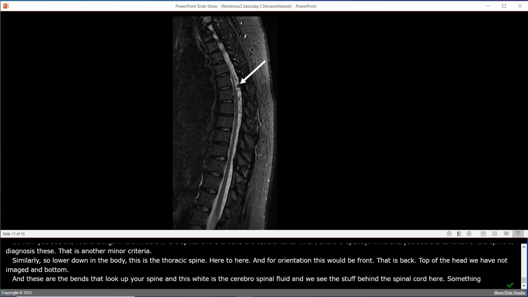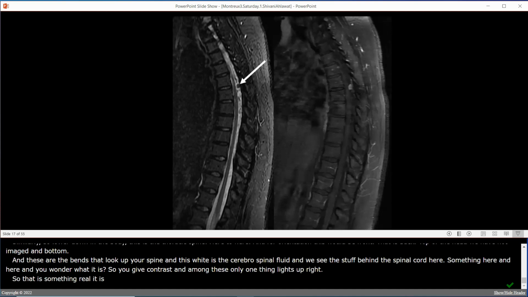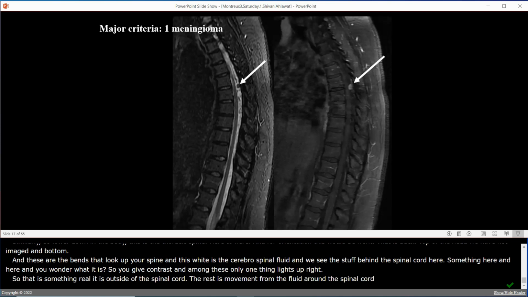Is it real? So you give contrast, and among these, only one thing lights up, right? So that's something real. It's outside the spinal cord. Meanwhile, the rest of it is just movement from the fluid around the spinal cord. So this is a tumor, and it's a meningioma, and to diagnose it, one needs to give contrast.